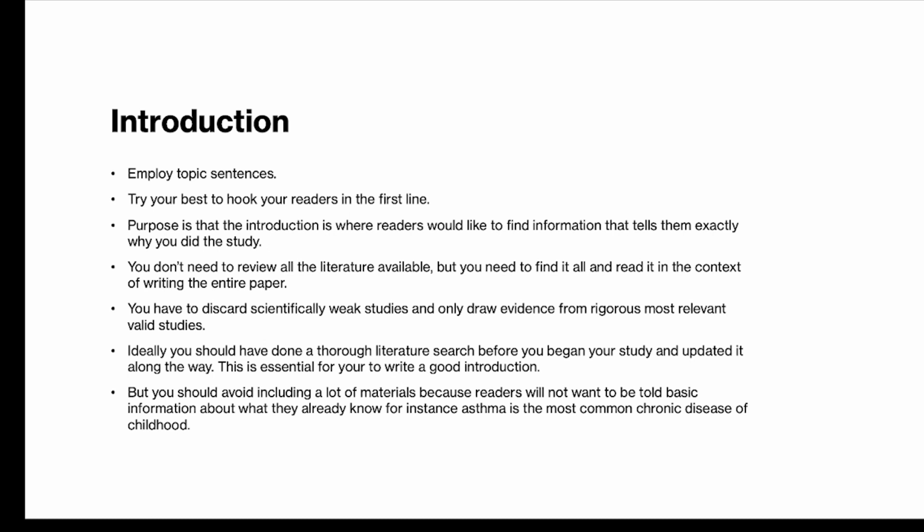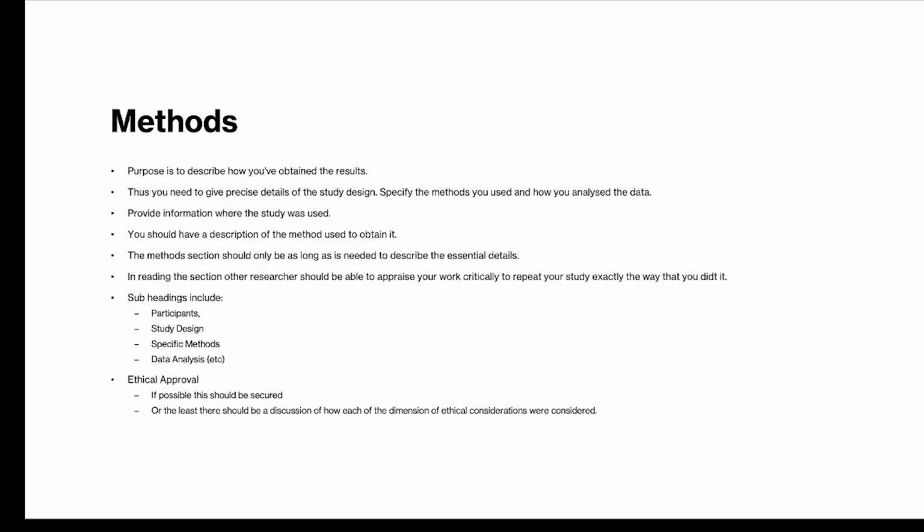But you should avoid including a lot of materials. So you are torn between being exhaustive and, at the same time, not being allowed to put in a lot of material. We don't want our readers to be told basic information that they already know. For instance, asthma is a common chronic disease of childhood, which is already very common. So if it's general knowledge already, you don't have to put it there. You should be able to think about ways to get the gist and at the same time capture the attention of your readers. Now let's go to methods.